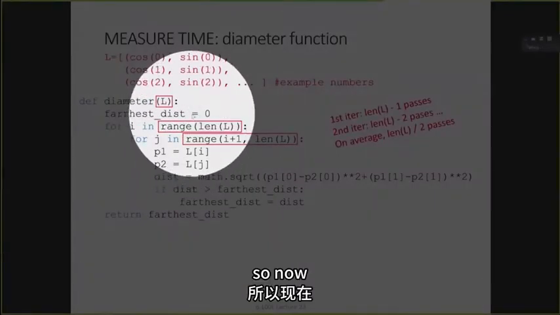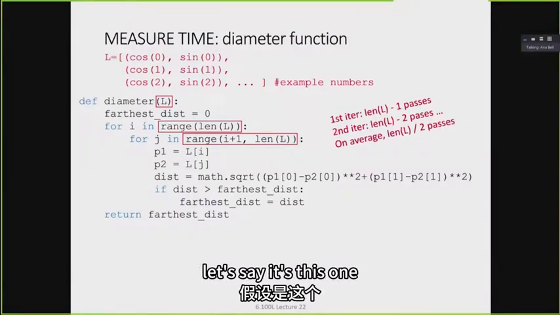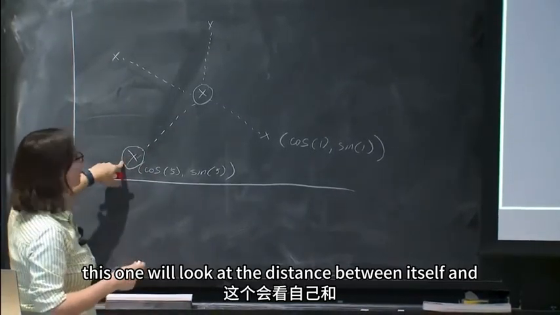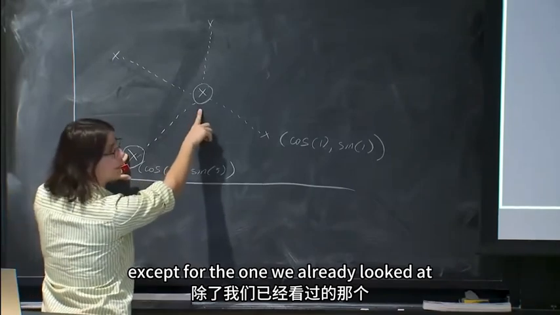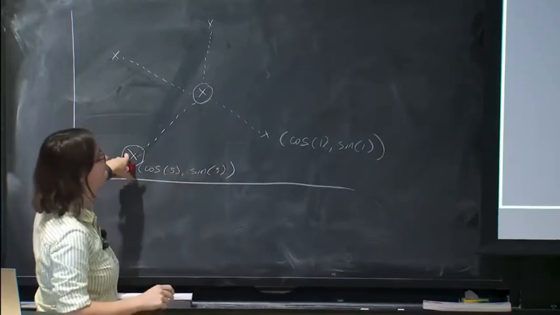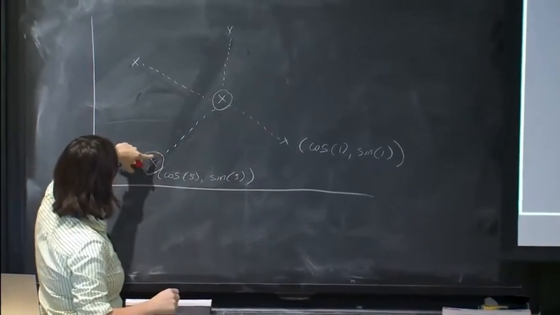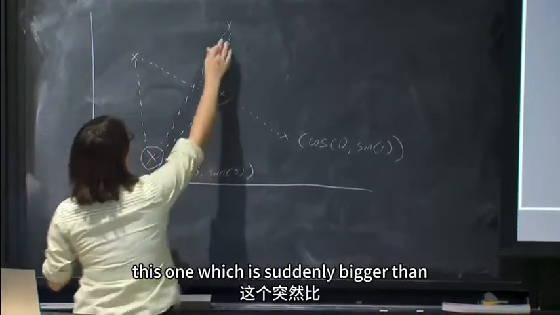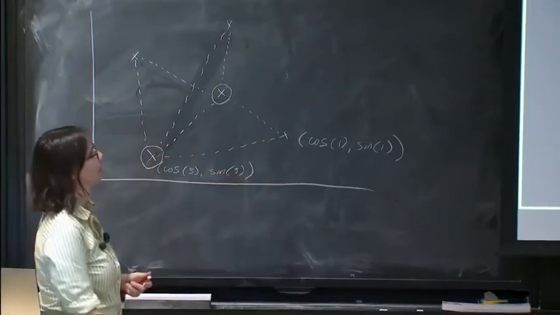Okay. So now, the outer for loop goes to the next element in the list. Let's say it's this one. It doesn't actually matter. Okay? This one will look at the distance between itself and everybody else except for the one we already looked at, because we already know this distance, right? We kept track of it already when we iterated through this one. So as I'm going through my outer for loop, keeping track of this point here, it figures out the distance between this one, which is suddenly bigger than that one which we had kept track of, and then this one right here. Right? All right, good.